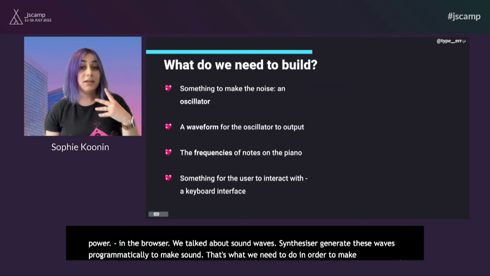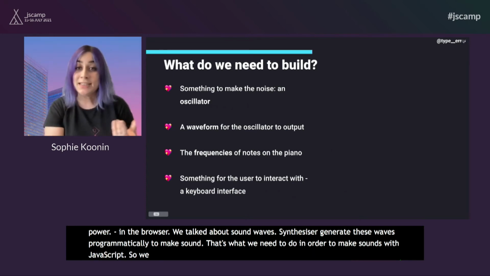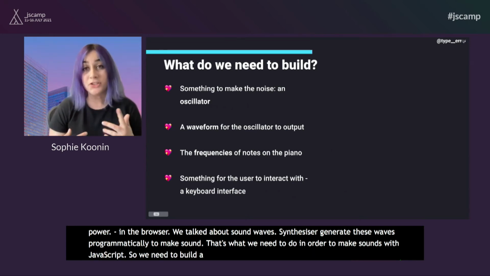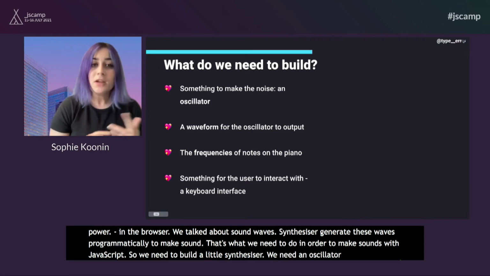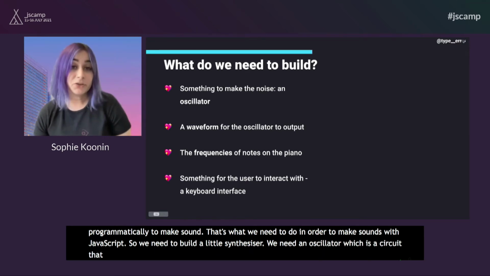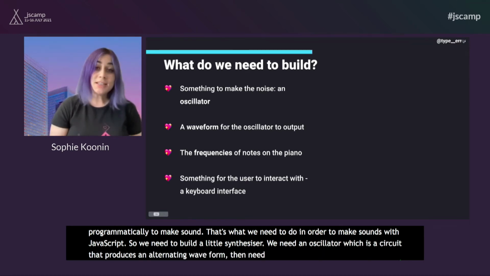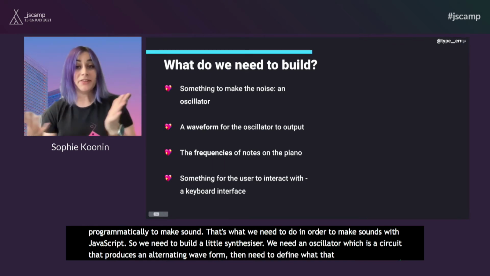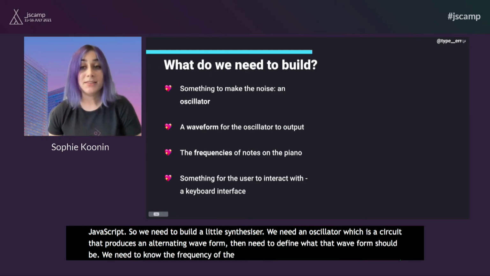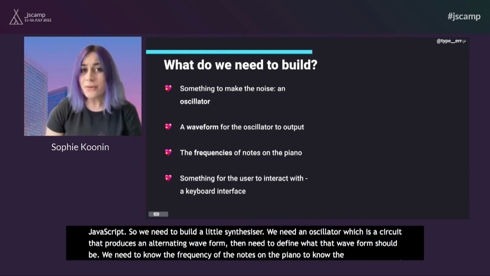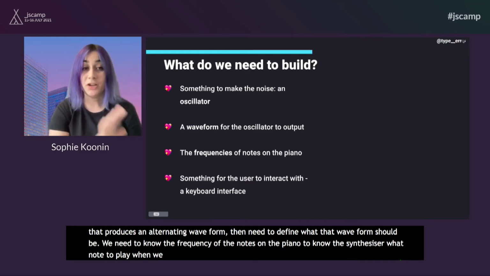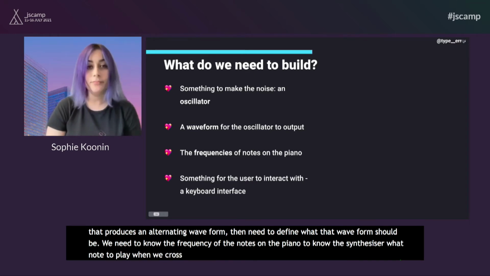So we need to build a little synthesizer. We need an oscillator, which in real life is a circuit that produces an alternating waveform. Then we need to define what that waveform should be. We need to know the frequencies of all the notes on the piano to be able to tell the synthesizer what note to play when we press the virtual piano key. And then we actually need to build those piano keys in some kind of user interface.